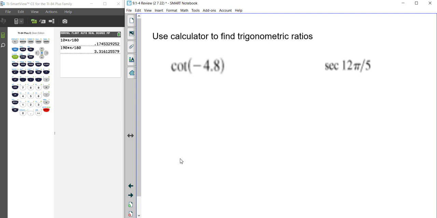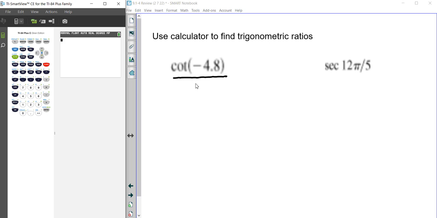Okay, first off, a lot of students are really confused when they get a problem like this. When you look at cotangent of negative 4.8, they're wondering, what am I doing here? Well, the first thing to realize is that on your calculator, all you can do is sine, cosine, and tangent. The other thing is you have to identify what mode you're going to be in. Whenever you don't see a degree, the mode you're in is going to be radians. So make sure you change everything into radians.